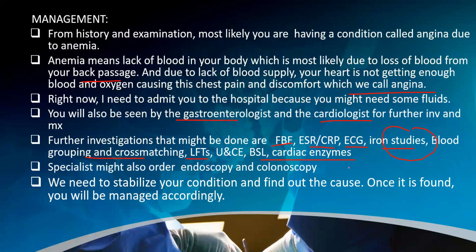You can always say why you want to do each test. Like you want to do full blood examination to confirm anemia. You want to rule out any inflammation, so you do inflammatory marker. You will rule out any possibility of any heart condition by doing ECG and cardiac enzymes. You will check for iron deficiency by doing the iron studies. You will do blood grouping and cross-matching to find out if this patient needs blood in future. So if you have time, you can always explain why you are doing these investigations.